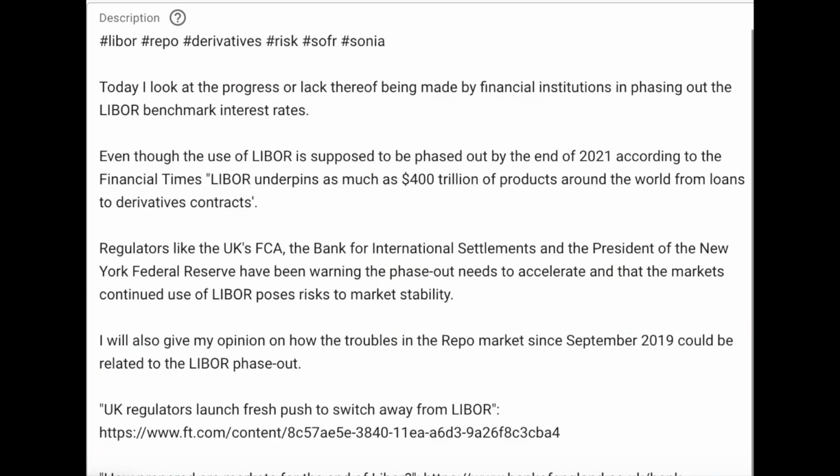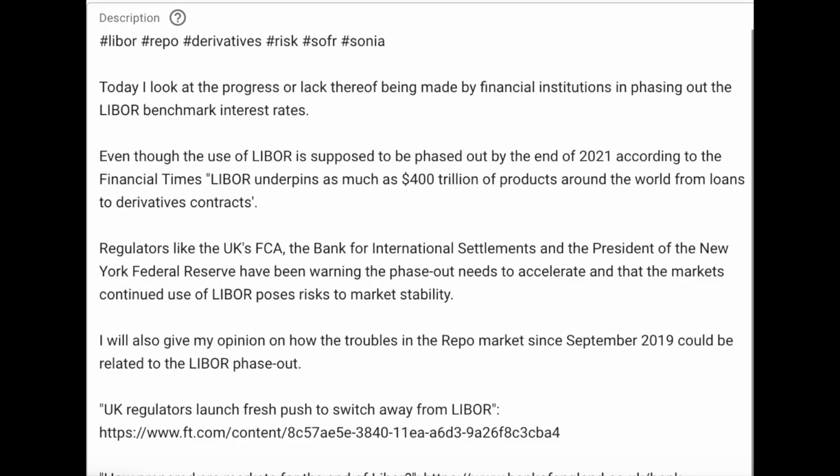So in that video, I said in the description, today I look at the progress or lack thereof being made by financial institutions in phasing out the Libor benchmark interest rates. Even though the use of Libor is supposed to be phased out by the end of 2021, according to the Financial Times, Libor underpins as much as 400 trillion of products around the world, from loans to derivatives contracts. And I would say it's probably more.